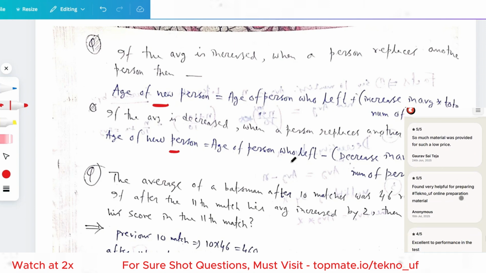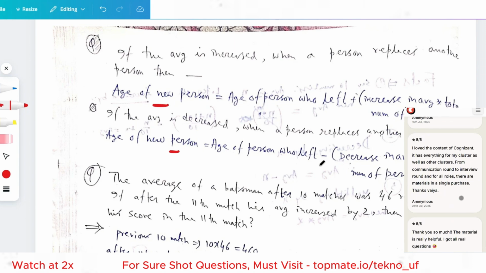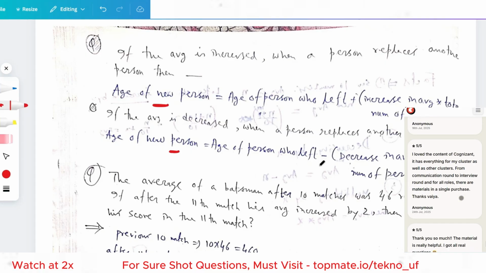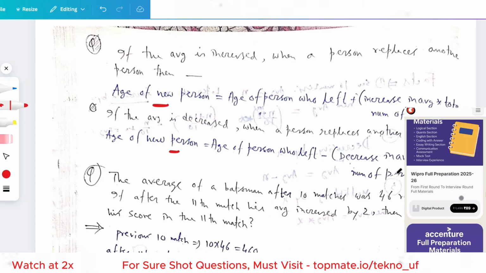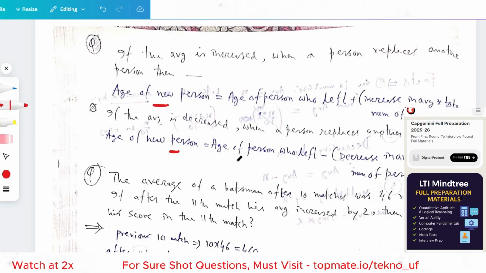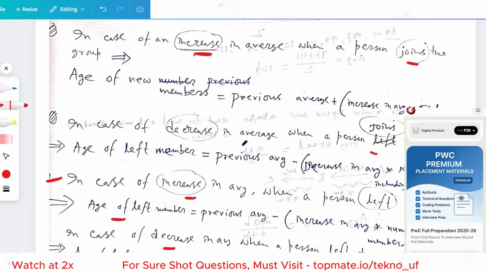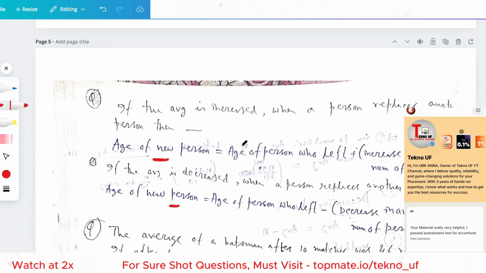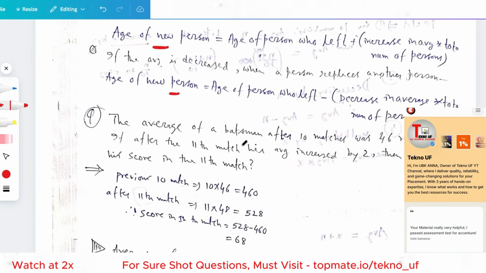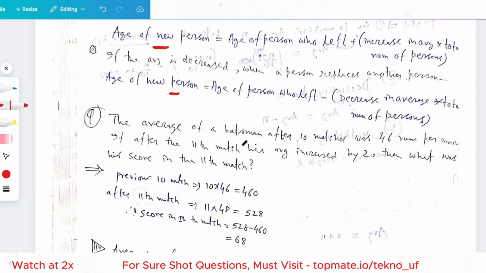Okay, so the age of the new person is the age of the person who left minus the decrease in average times the total number of persons. So these are the 6 total special cases you have to remember to calculate most of the average problems. And I'm also going to share a few important tricks which will be helpful to crack your exam very easily. So just wait.